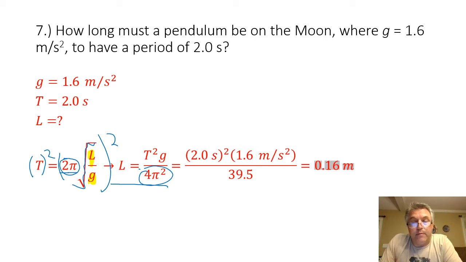One of the most common mistakes people make in these problems is that when they square 2 pi here, they end up with 2 pi squared. They forget to square the 2. And you don't have 2 pi squared, it has to be 4 pi squared. So just be careful of that when you're solving these problems.